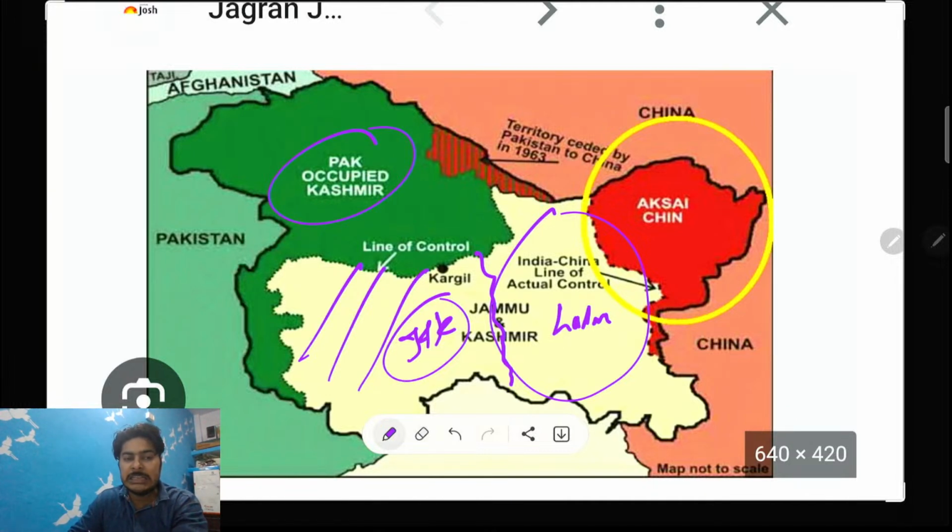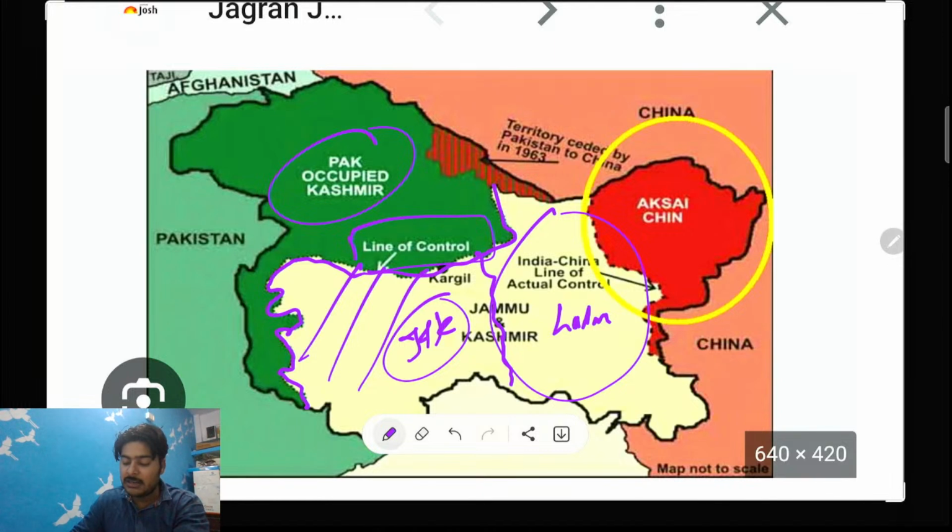So Pakistan has taken this area during the war, and this line that is demarcating the territory between India and Pakistan is known as the Line of Control. Every time a person will be near the Line of Control to monitor the situation. This is known as the Line of Control.